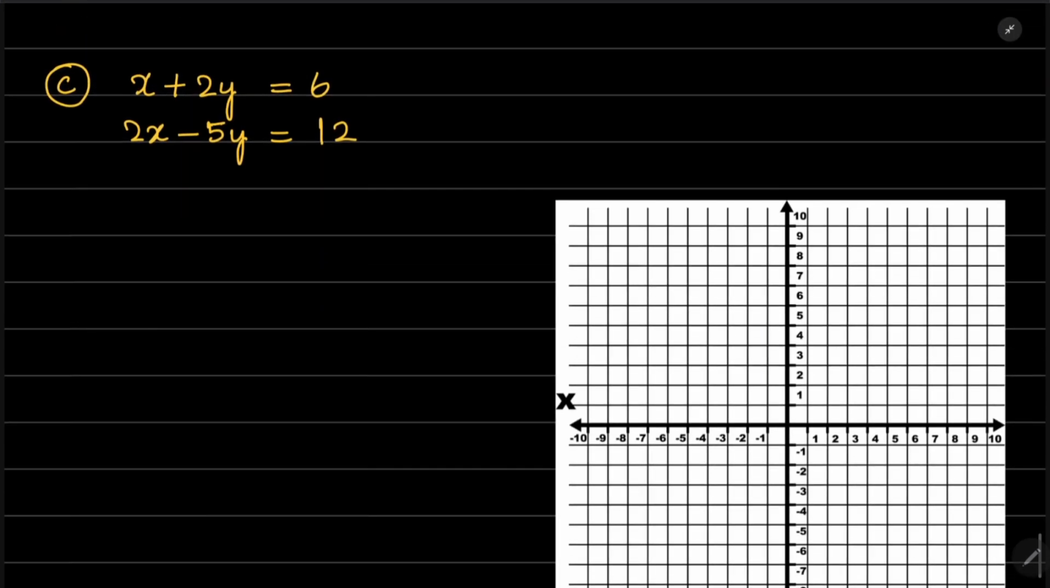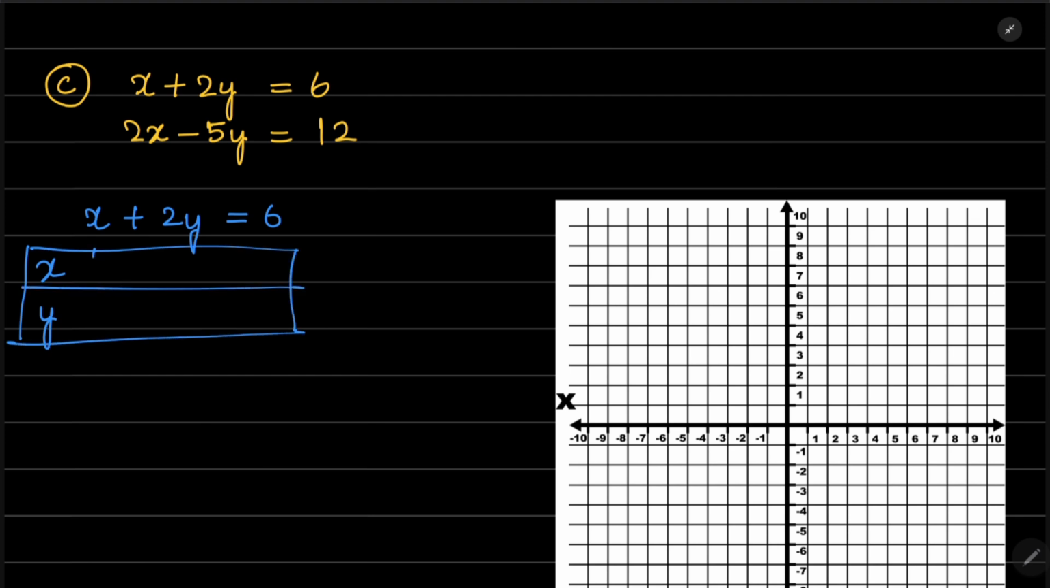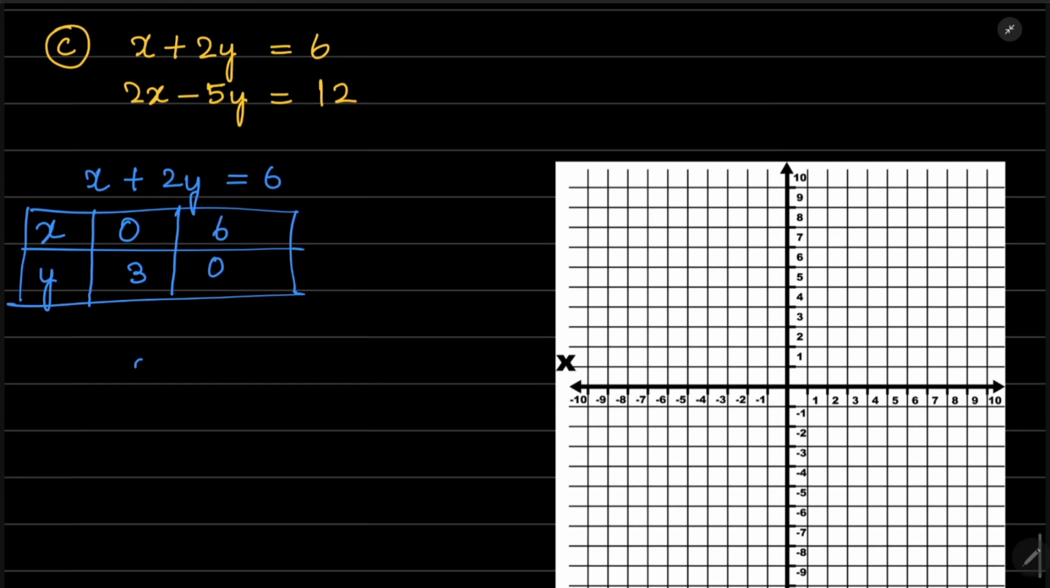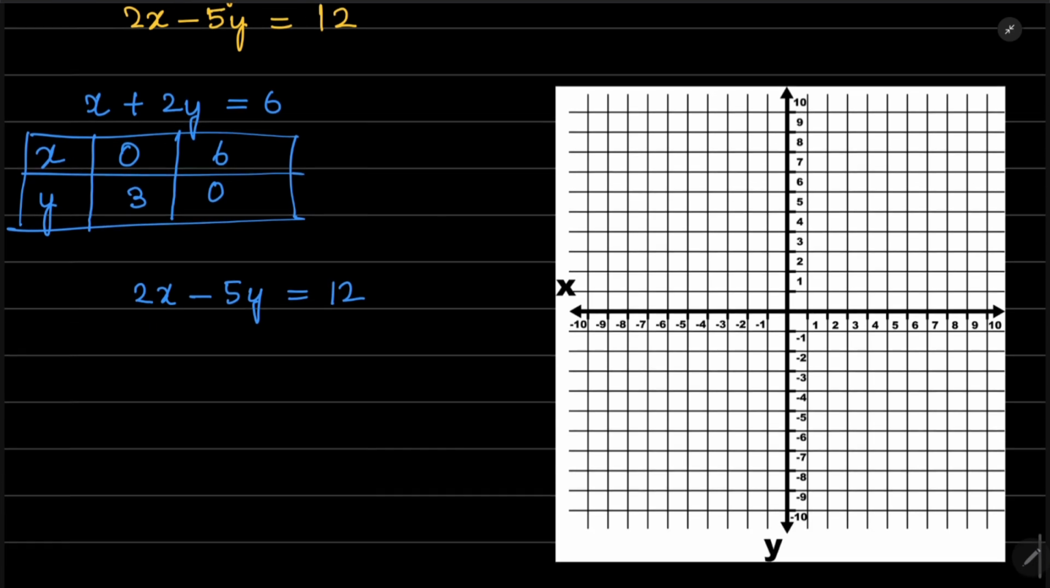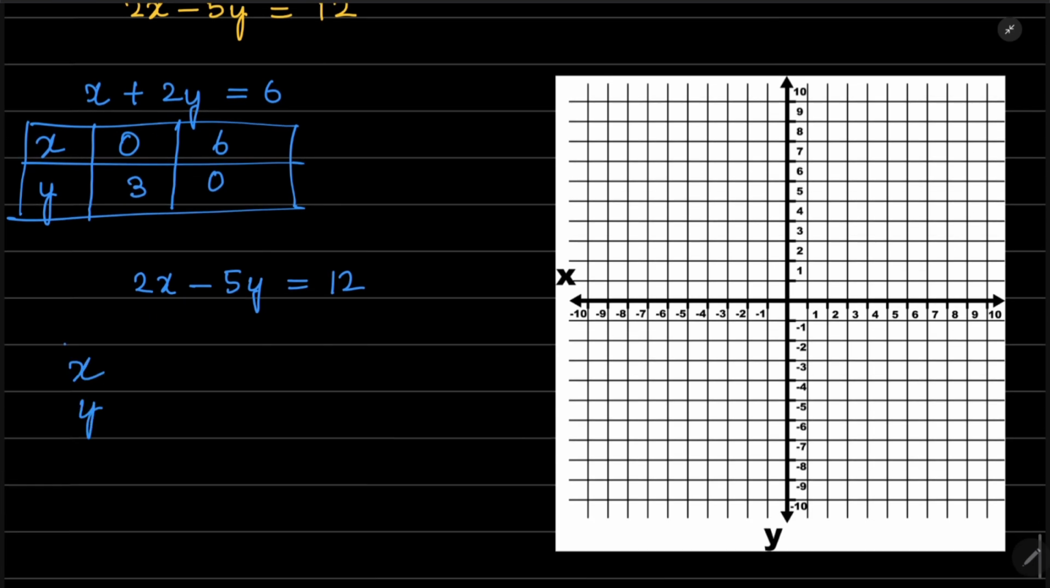X plus 2y equal to 6. Let's do it the same way. So for the first equation, that is x plus 2y equal to 6, for various values of x and y. So if x equal to 0, what is y? Y will be equal to 3. If y is equal to 0, what will be x? X will be 6. I think 2 points are sufficient. The next one, 2x minus 5y equal to 12. Similarly, x and y.